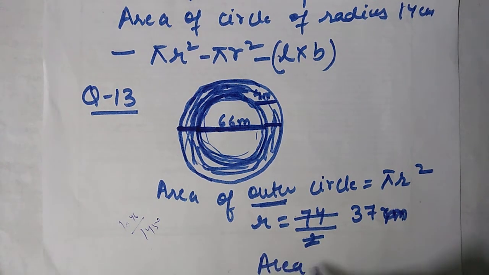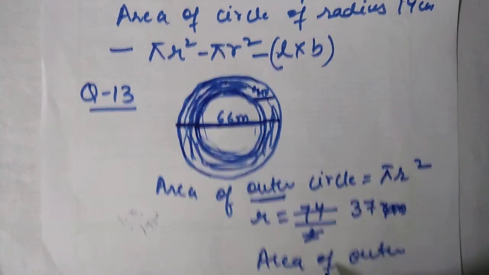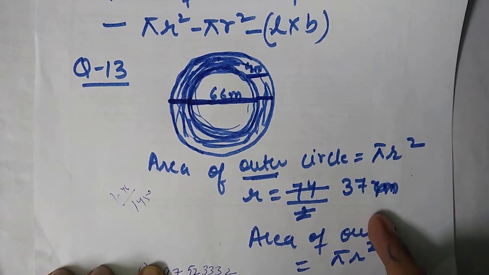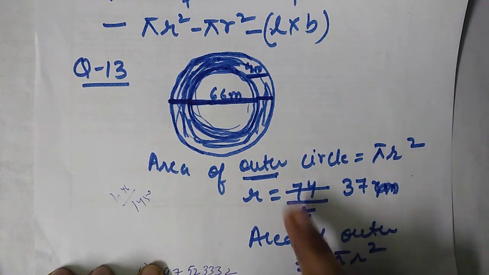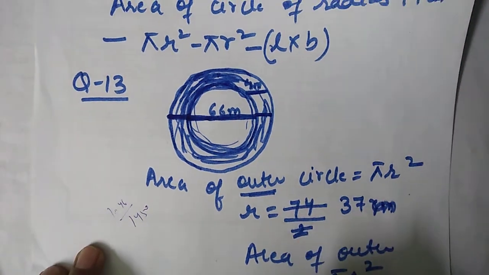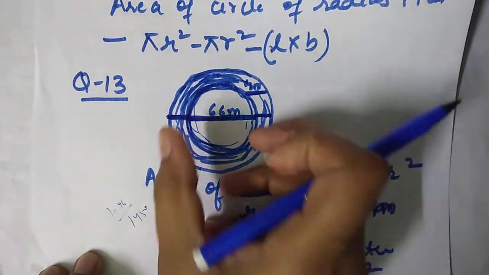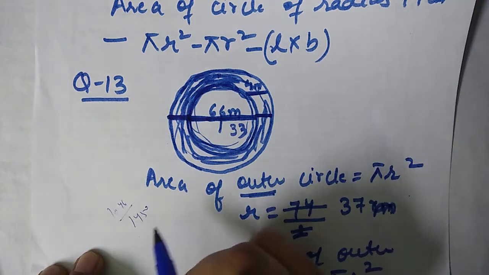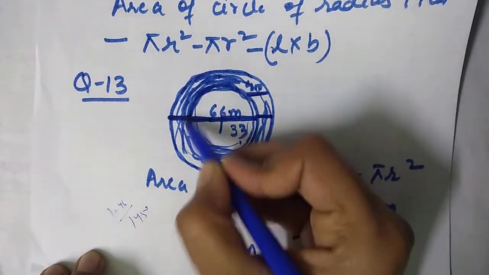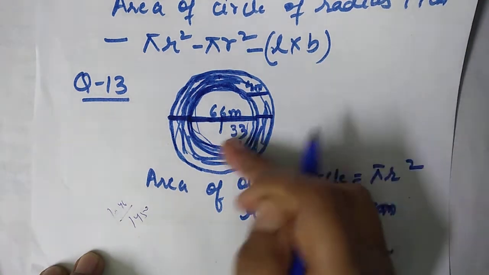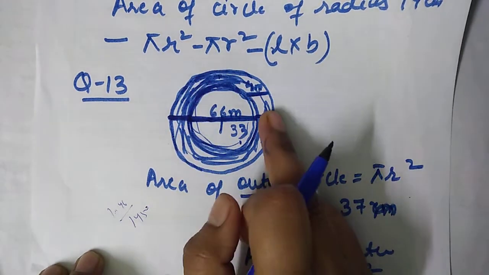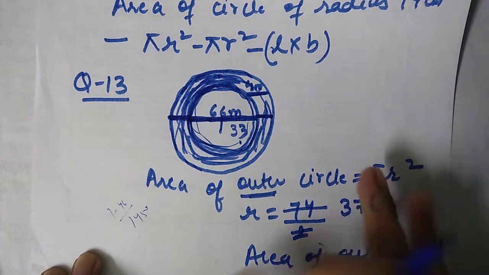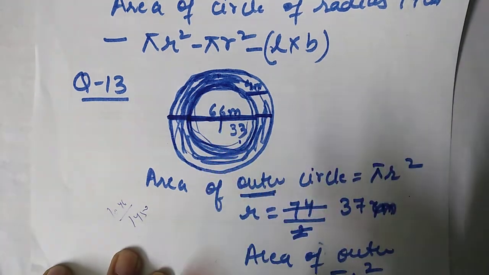Find the area of the outer circle. That is pi r square. Pi, and in place of r you will use 37. Here I am telling you about the outer circle. Now come to the inner circle. Its diameter is already given in the question, so its radius will be 33. Now with radius 33, find the area of the inner circle and subtract it from the area of the outer circle. You will get the area of the path. Here I have explained, now you have to do this question yourself.